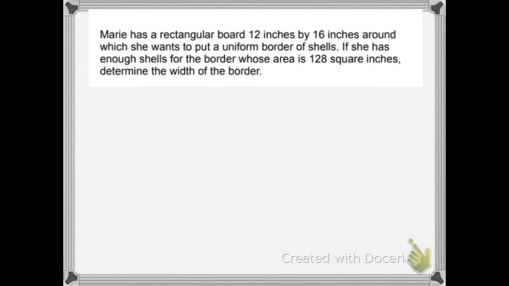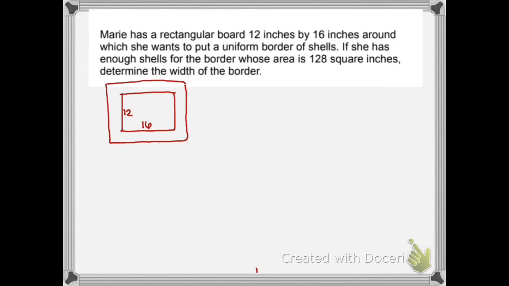Okay, so we have a rectangular board. And we're going to put the 16 by 12 here. She wants to put a uniform border of shells around it. So here's our border of shells. Uniform means that all the widths are the same. So I'm going to call those x.